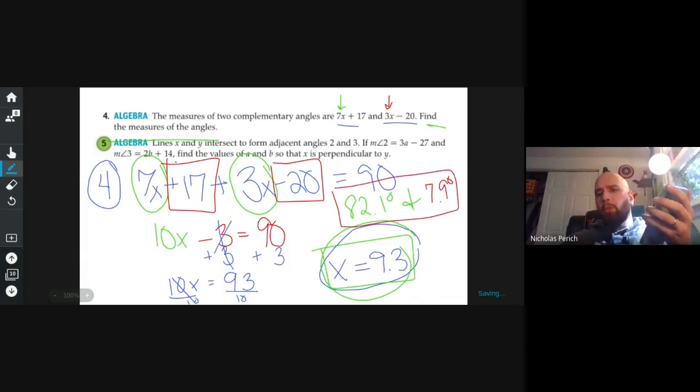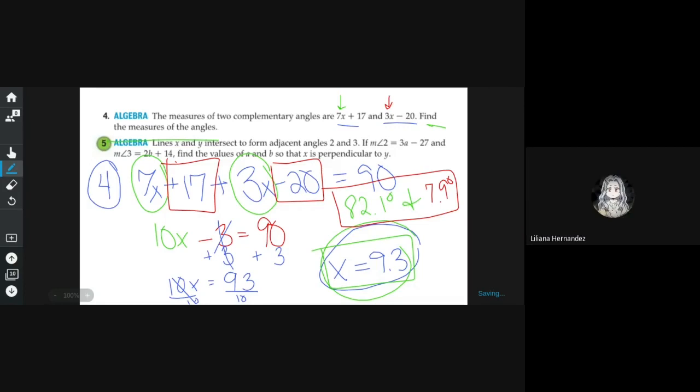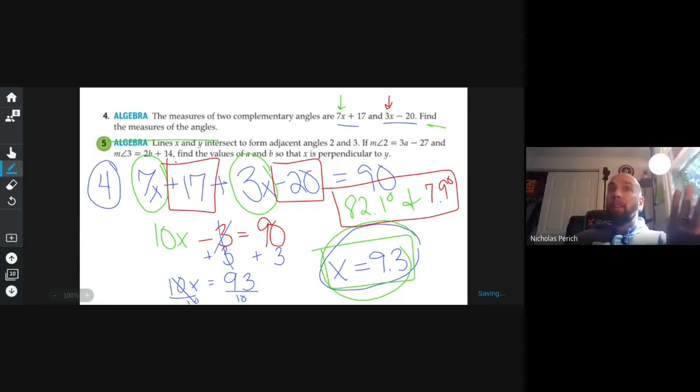What can you tell me about my two angle measurements that I just found out? What do they add up to? They add up to 90. Which means good, which means I did it right. Okay, so this is how we were supposed to get to our answer, and then what's in the red box is our actual answer.